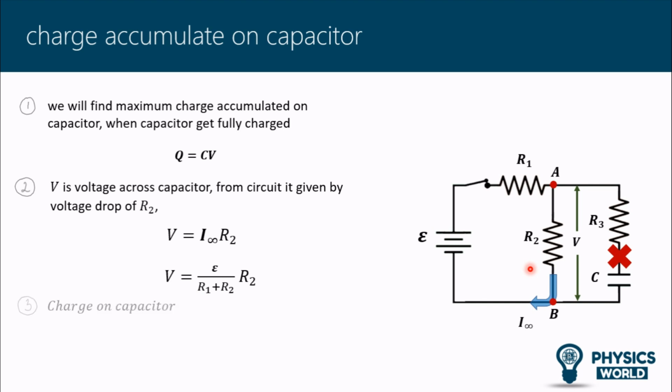Now putting this voltage in the equation of charge, we get the charge accumulated on the capacitor. So the charge accumulated on the capacitor Q is equal to C multiplied by the value of voltage V, which is E upon R1 plus R2 multiplied by R2. So here we have calculated the value of charge accumulated on the capacitor.